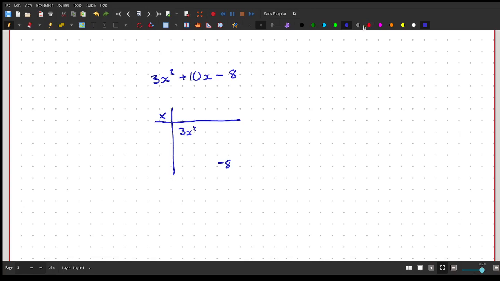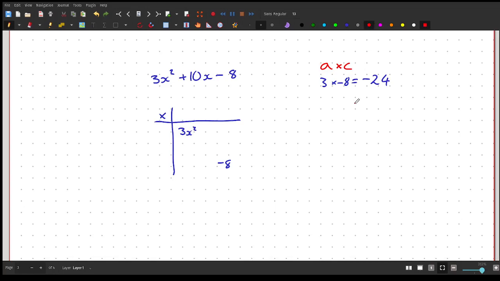Well, the first step is we're going to do a times c. A times c is negative 24 because it's 3 times negative 8. And now we do the same thing. We look for factors of this number a times c that add to make b. So they multiply to make negative 24 and they add to make 10.